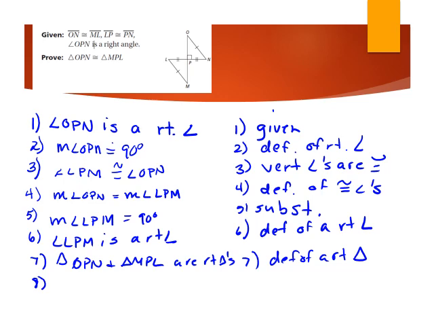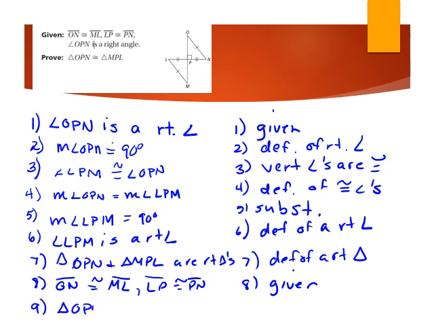And now we can say that our other givens, ON is congruent to ML and LP is congruent to PN, and that's given. And now we can say that our triangles are congruent by, this is my hypotenuse, this is my leg, so by hypotenuse leg.